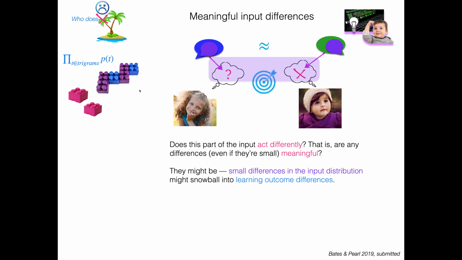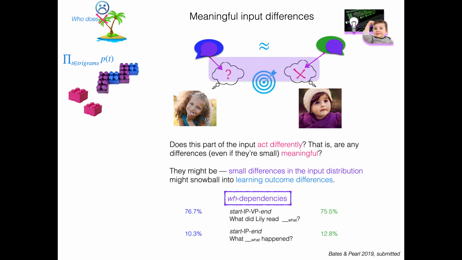Okay, so we measured some perhaps very small input differences that nonetheless make it seem that the input looks pretty similar across SES. But does this part of the input that we measure act differently? That is, are any differences, even if they're pretty small, meaningful developmentally? They might be, right? Because small differences in the input distribution might snowball into learning outcome differences if they're the right pieces that differ, right?